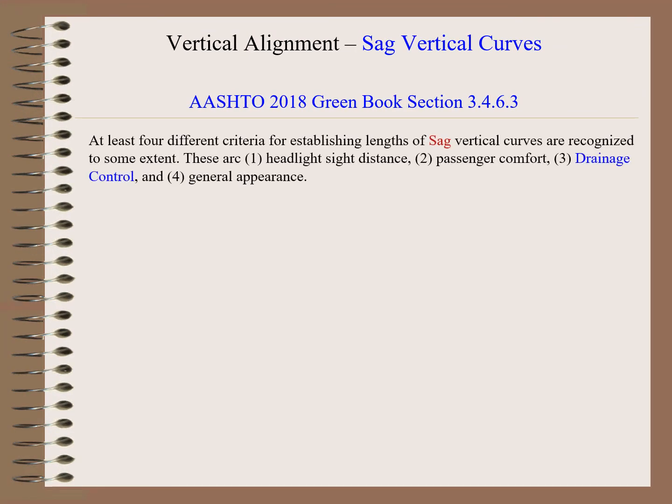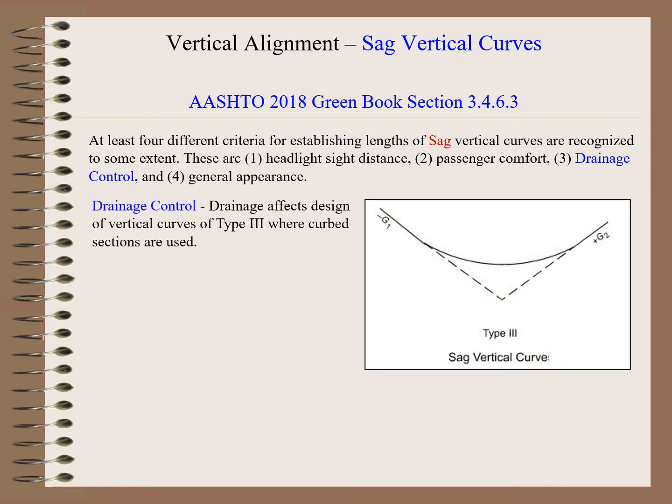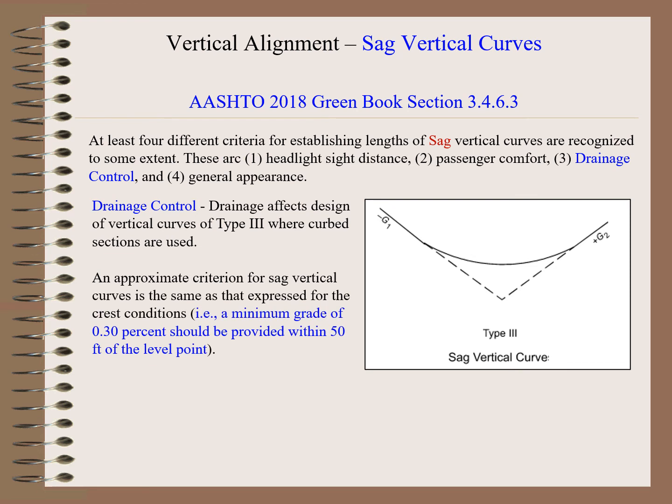Next, we're going to talk about drainage control. Drainage affects designs of vertical curves of type 3 where curved sections are used. An approximate criterion for sag vertical curves is the same that is expressed for crest conditions, i.e., a minimum grade of 0.3% should be provided within 50 feet of the level point.